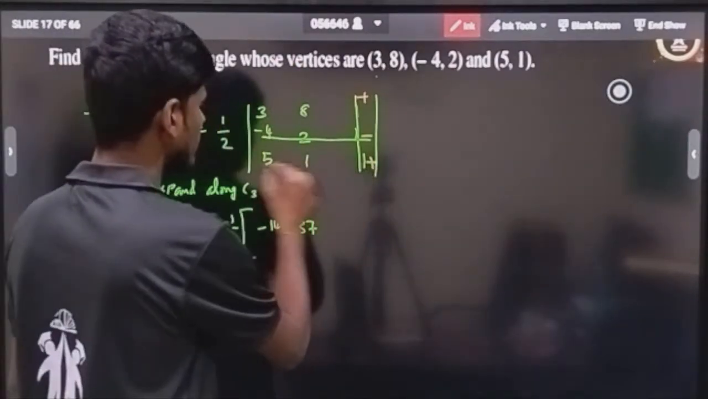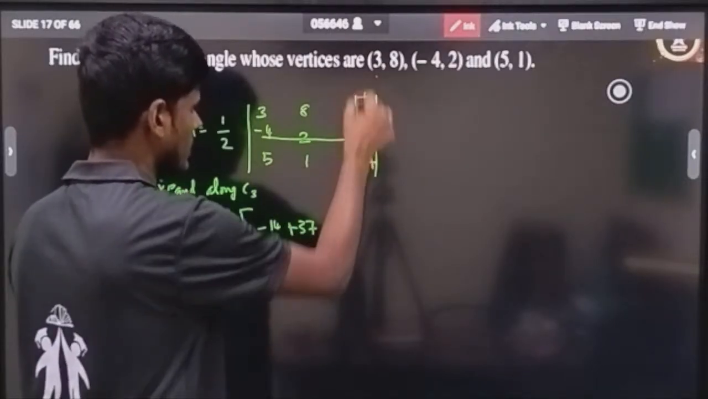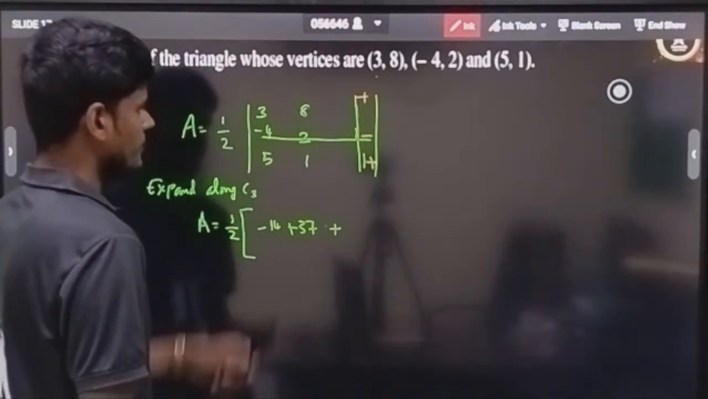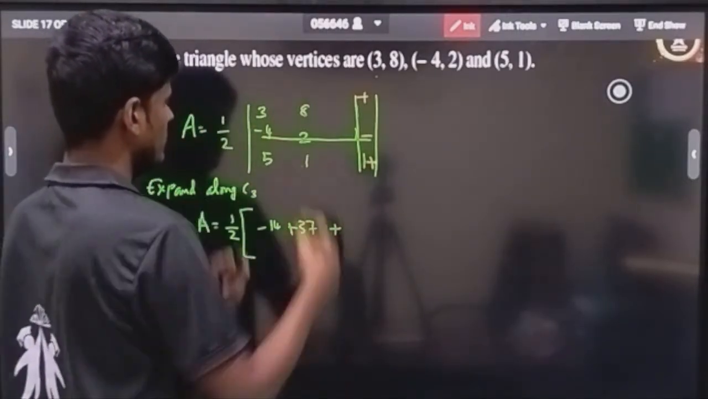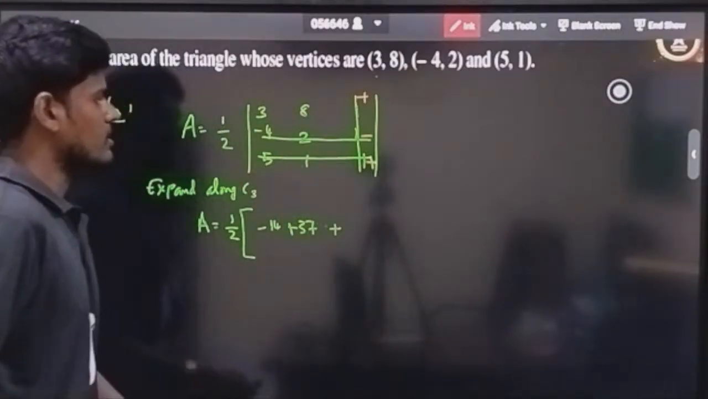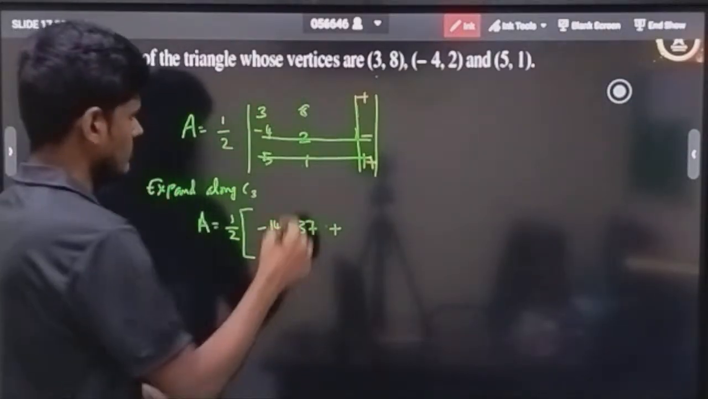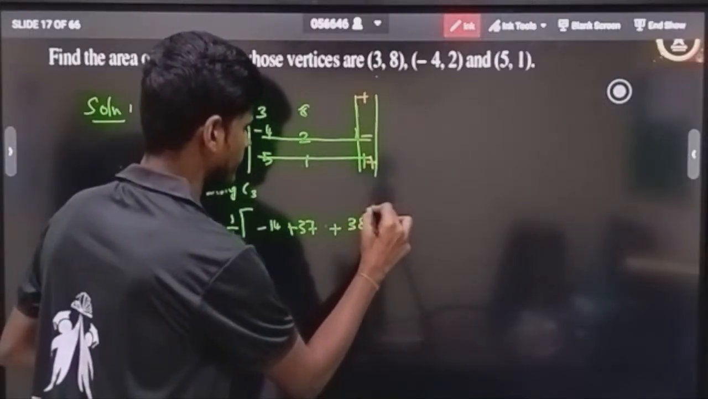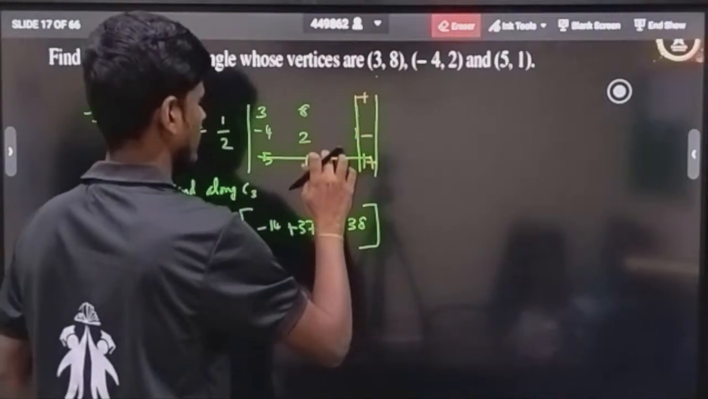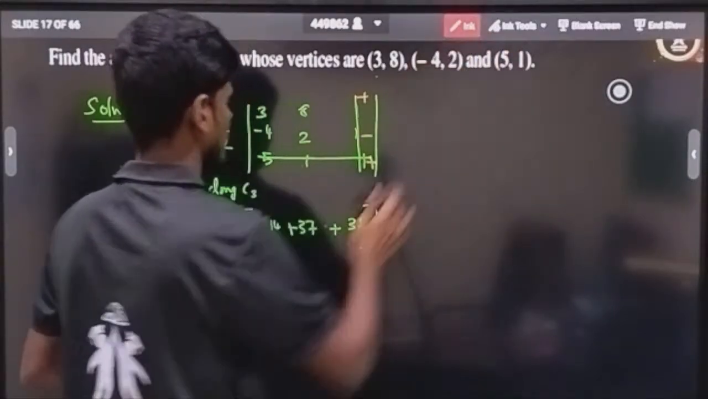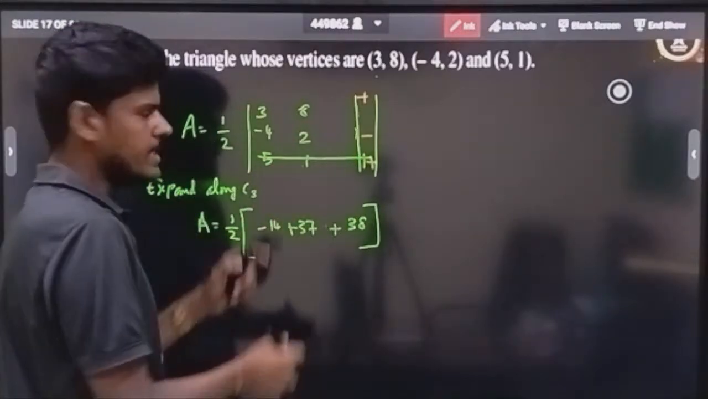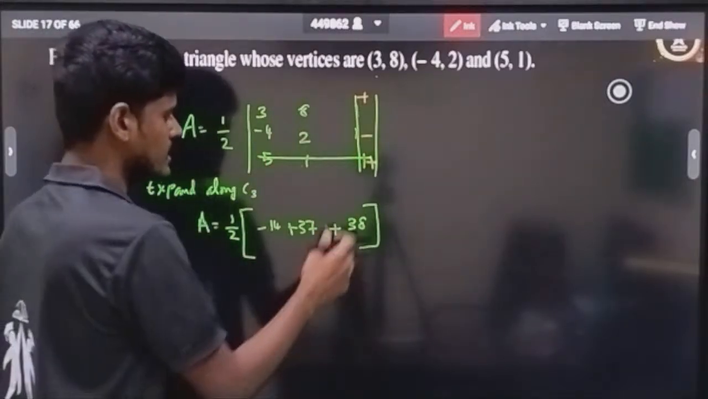Next we have to leave the third row and third column, then we will get +1 into, 6 plus 32 is 38, correct now? Yes. For the last expansion, we will leave third row and third column. Remaining will be 6 plus 8 fours are 32, that is 38.